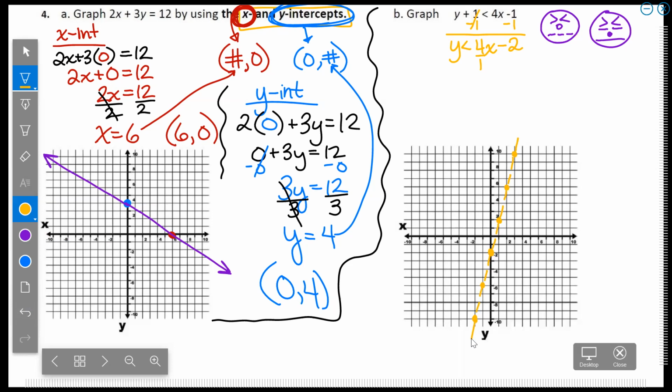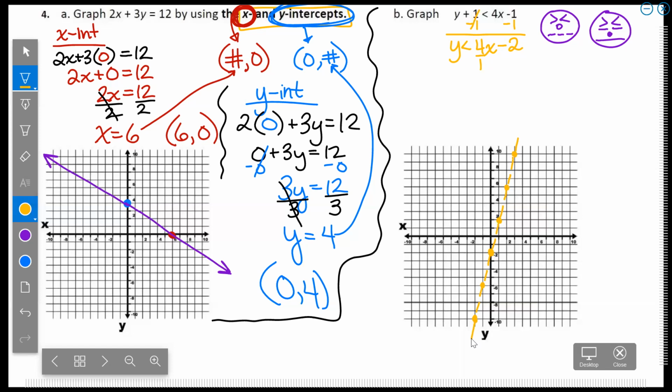And there's one more thing that I have to think about on a problem like this when I have an inequality. What's the last thing I need to do here? Shade. I've got to figure out which direction I'm shading. Do I shade this part up here, or do I shade this part down here?